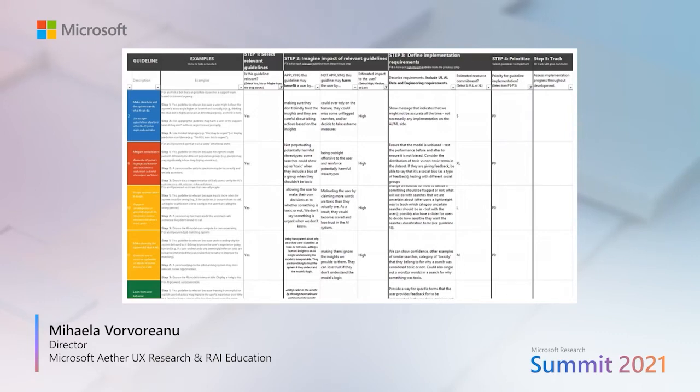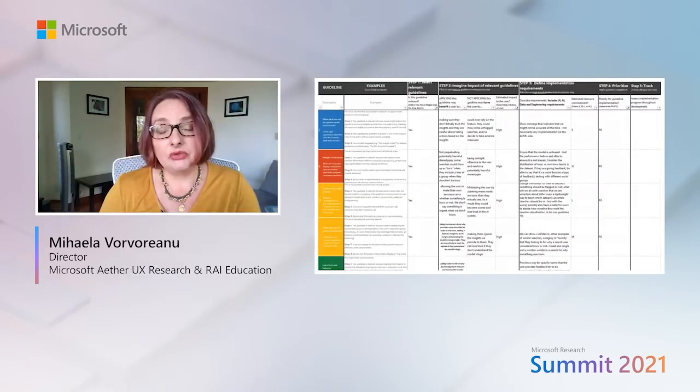So it's important to make sure we specify 2 things. One, it's really useful if several members of the team from different disciplines are in the same room working on the workbook together, because each guideline may have implications not only for UI, UX, but also for engineering and data science.